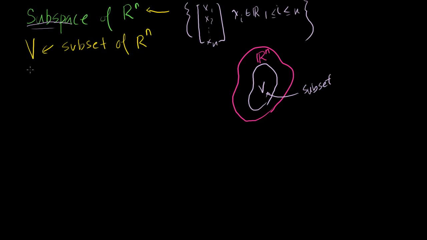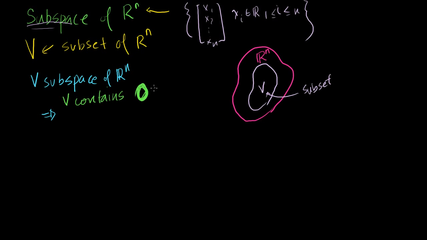Now, in order for V to be a subspace, or linear subspace of Rn, and this is my definition, it means three things. First, V contains the 0 vector. That's the vector with all zeros, n zeros. So V contains the 0 vector, and this is a big V right there.